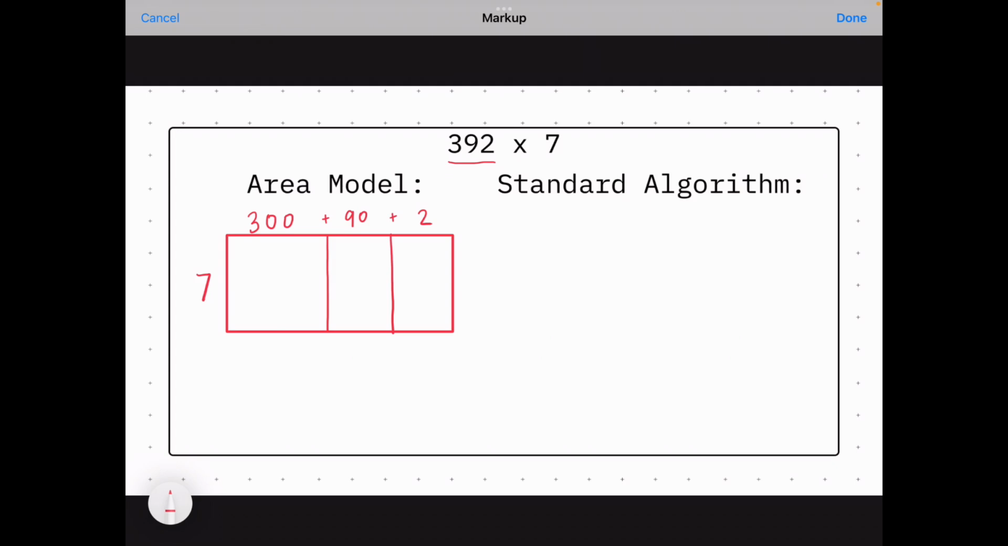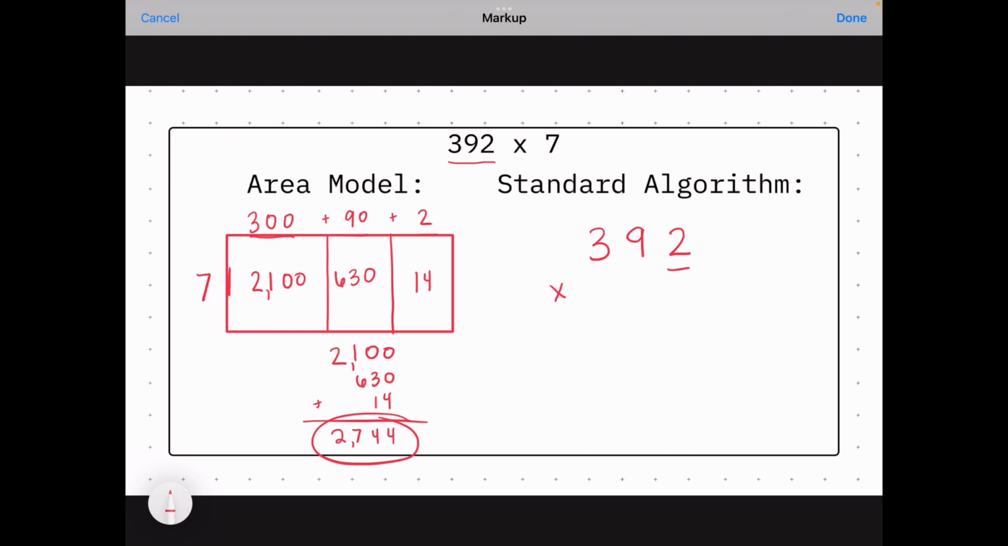When I do my area, my 300 times 7 to get 2,100. When I do my area of this next one, 90 times 7, 630. And then I multiply 2 times 7 to get 14. I can now just add up all of these areas to get my final answer of 2,744.